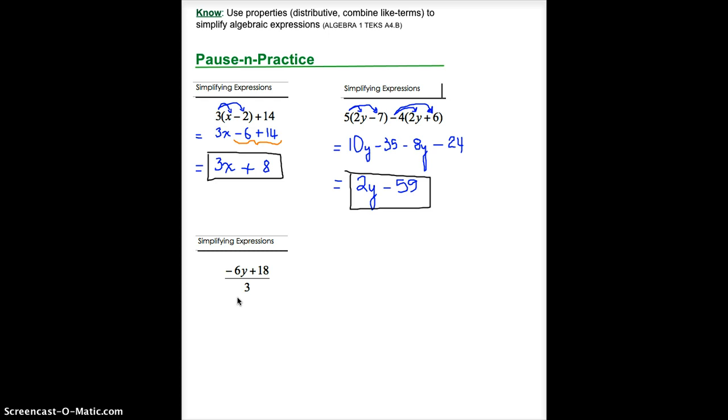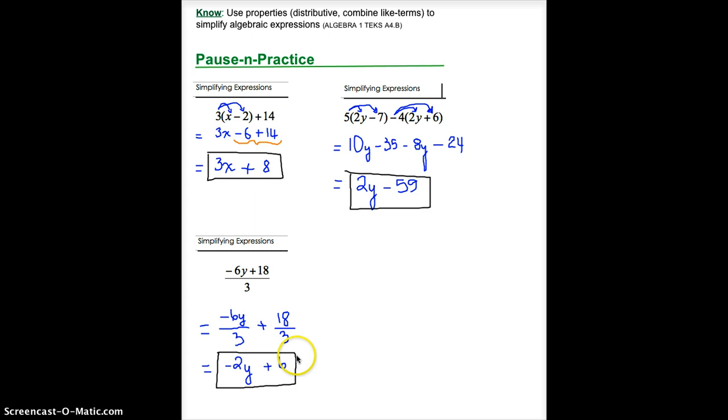Are you ready to check your answer? For this problem, you should have gotten -2y plus 6. Since everything on the numerator is being divided by 3, you could split the numerator, each term on the numerator, and divide it by 3 separately. So I have -6y divided by 3 plus 18 divided by 3. -6 divided by 3 is -2, and bring down the y, plus 18 divided by 3 will give you 6. So your final answer is -2y plus 6.